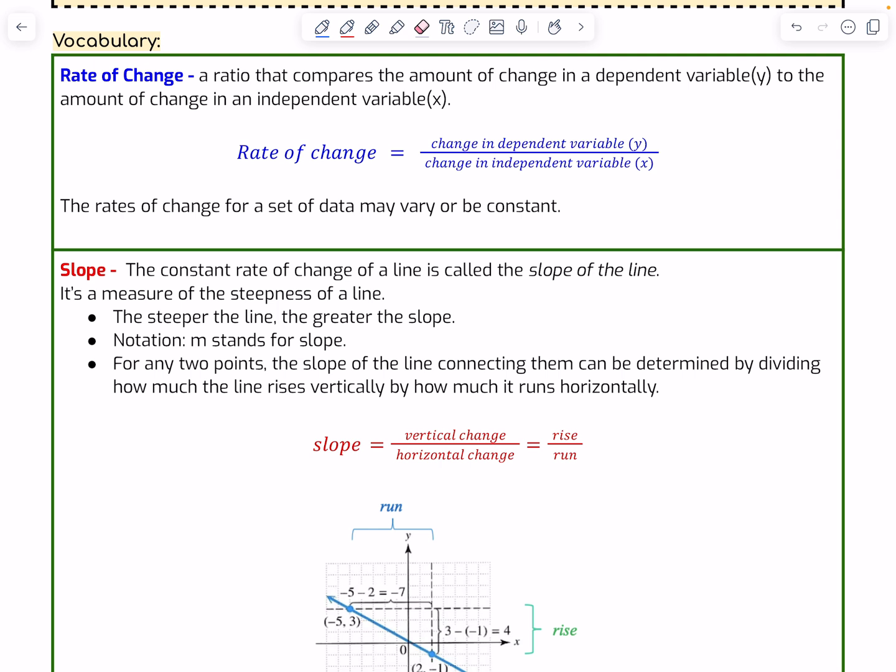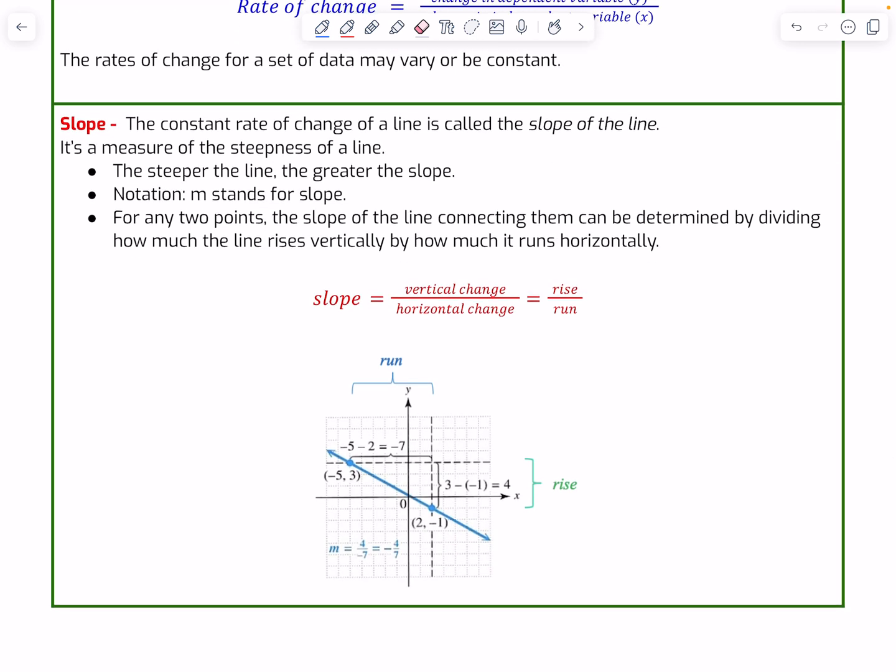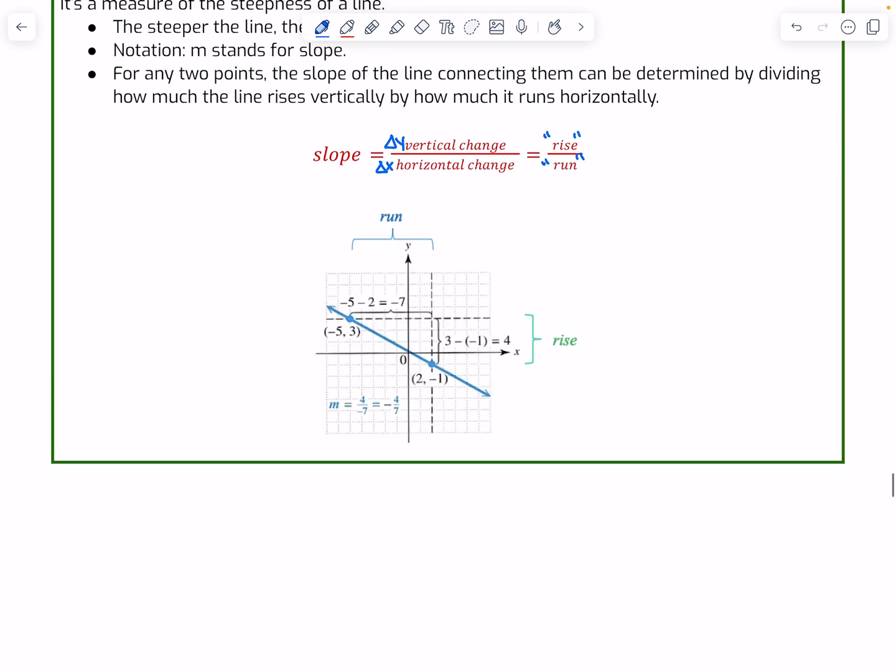M stands for slope. For any 2 points, the slope of the line connecting them can be determined by dividing how much the line rises vertically by how much it runs horizontally. So we say slope is equal to change in y, or the vertical change, over change in x, which is our horizontal change. And that's what we call rise over run. It's a quick, short way to remember that. Rise is how far it goes vertically between 2 points, and run is how far it goes horizontally between those 2 points.